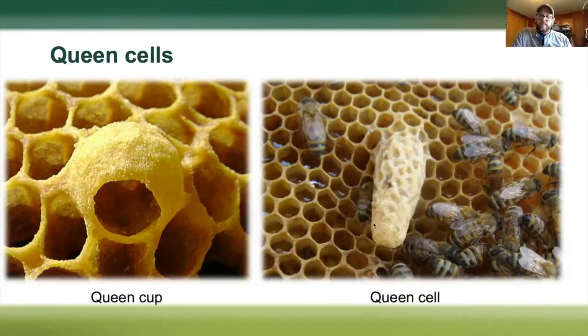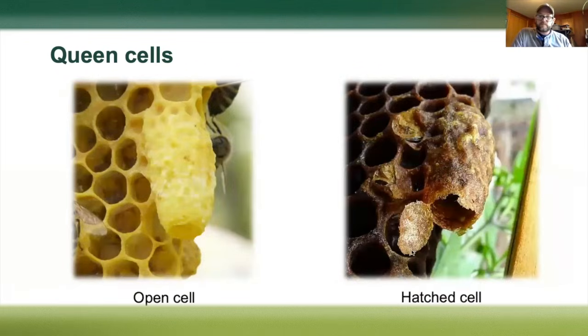So queen cell, that's what they look like. We showed you that on the last slide. So this could mean two different things, right? Okay, so we have a queen cup that has an egg in it. That's now a queen cell. When that queen cell is open, meaning that it has not been capped yet, like the queen cell on the right, we call that an open cell. It means that the queen is still actively being raised.